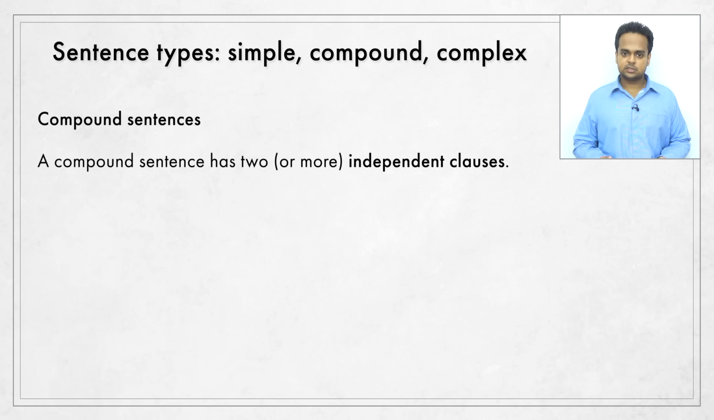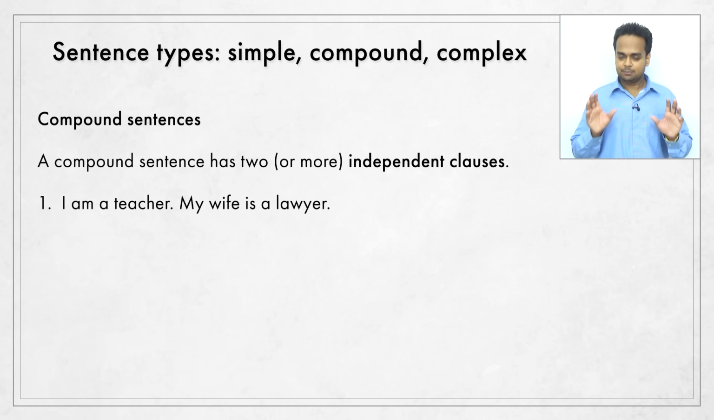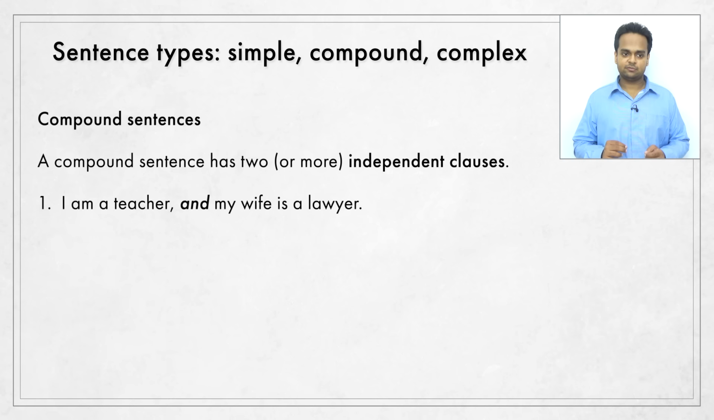So what's a compound sentence then? Well, a compound sentence is just a sentence that has two independent clauses. We saw that a simple sentence has just one clause, but a compound sentence has two or sometimes more independent clauses. Take a look at this example. I am a teacher. My wife is a lawyer. What we have here is two separate independent clauses or simple sentences. And the problem with this is that it sounds choppy and disconnected when we say it like that. I am a teacher. My wife is a lawyer. Instead, we can combine them like this. I am a teacher and my wife is a lawyer.